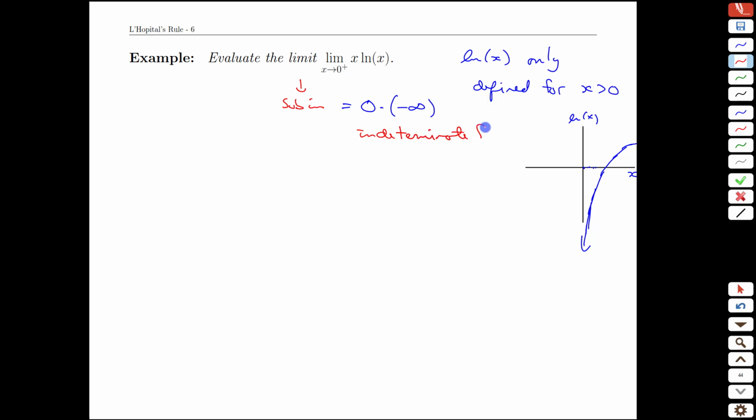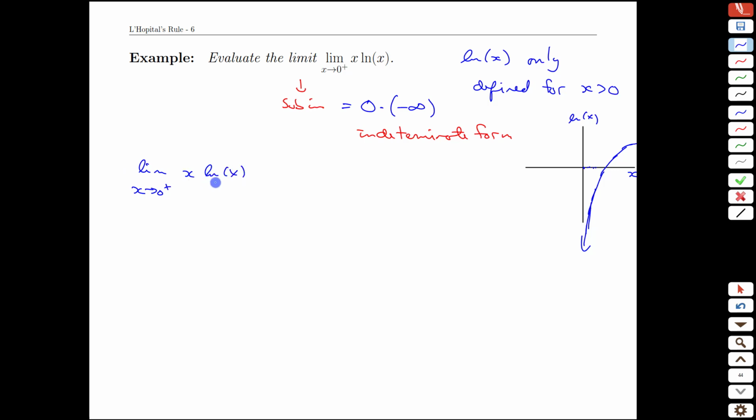Why? Because I have something that's getting smaller and going to 0, multiplied by something that could be infinitely large. Which one of those wins the competition, we can't tell. We have to go back and do more work. All right, so we have the limit as x goes to 0 from the right of x ln of x.